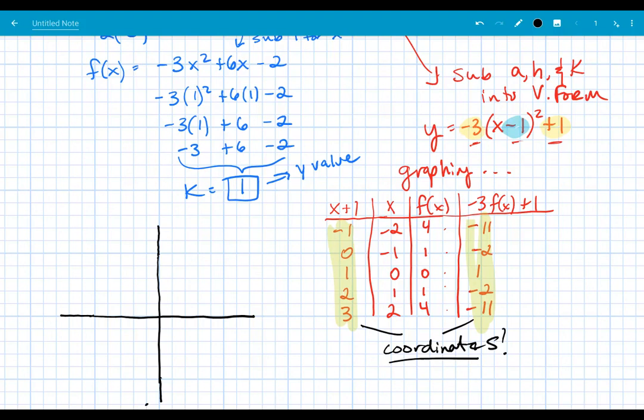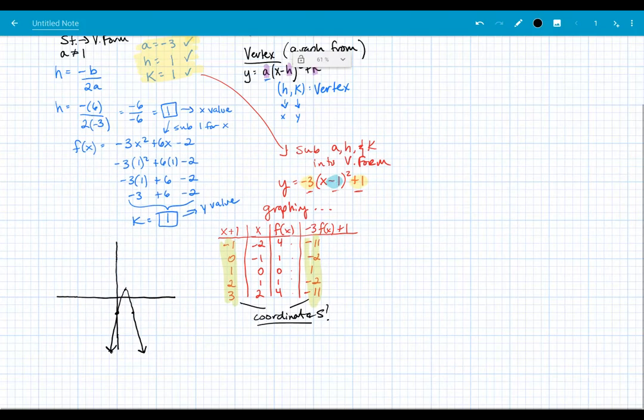Then I have 0, negative 2. 1, 1. 2, negative 2. And then 3, negative 11. We'll say it's somewhere down here, just to represent it. So this is what we call a parabola. And this is the graph of this function.